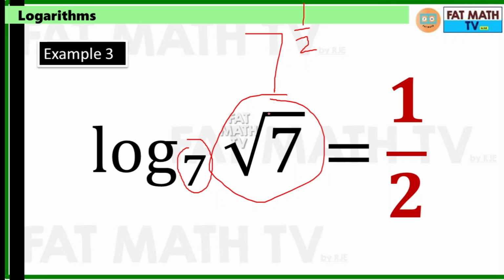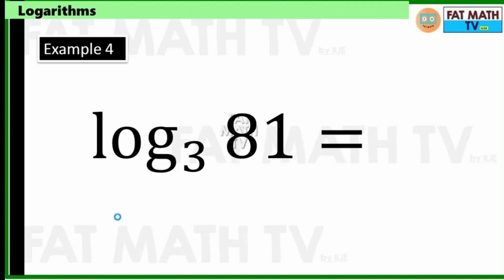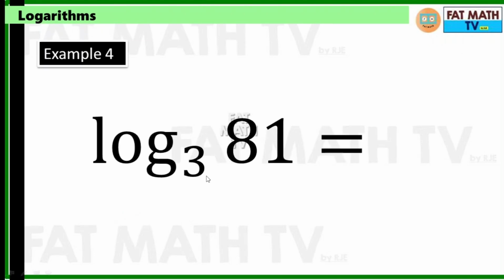Take note, if it's square root, that's exponent 1/2. If it's cube root, that's exponent 1/3. If it's fourth root, it's exponent 1/4. And if it's nth root, that is exponent 1/n.